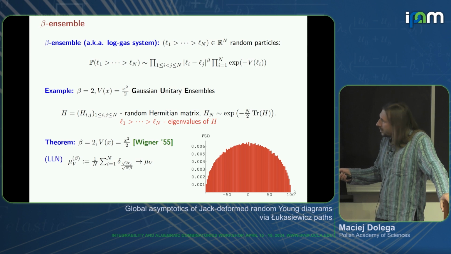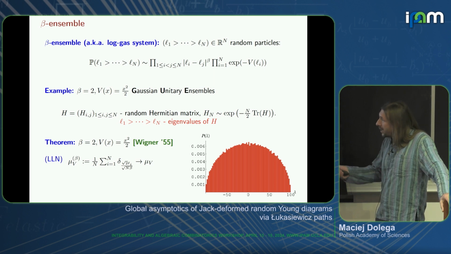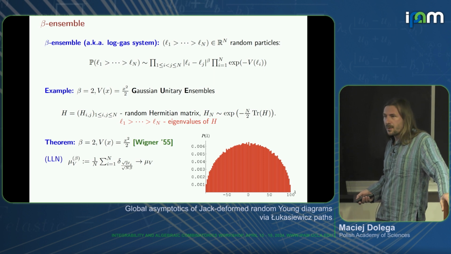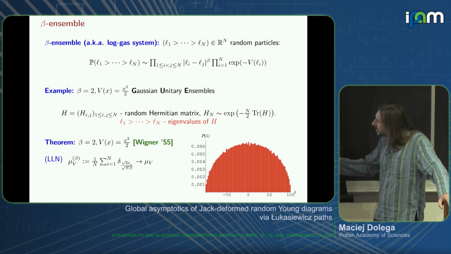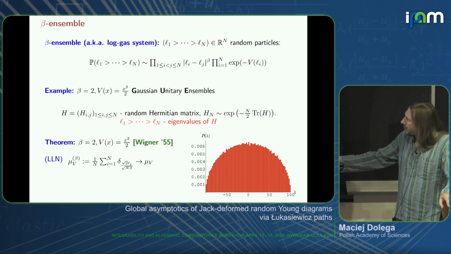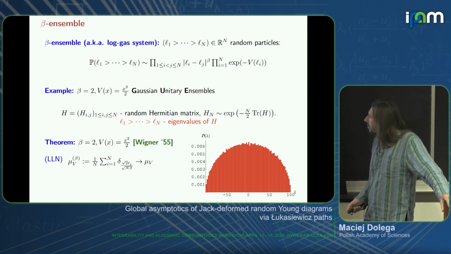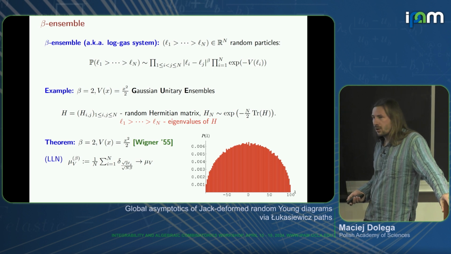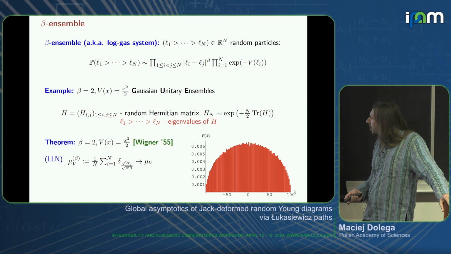And let me also tell you that when beta is equal to 1, you have another famous model of random matrices, the so-called Gaussian orthogonal ensembles. They were also mentioned, I think, in the talk of Jonathan. When beta is equal to 4, you have Gaussian symplectic ensembles. So all of these three values of beta give you some random matrix model. And finally, when beta is arbitrary and we still have the same potential, there is a famous matrix model of Edelman and Dumitriu, the so-called Gaussian beta ensembles.